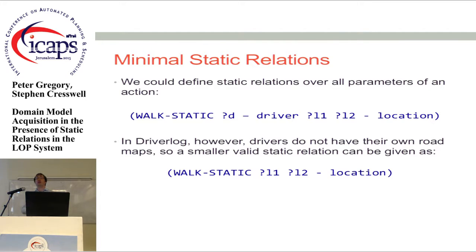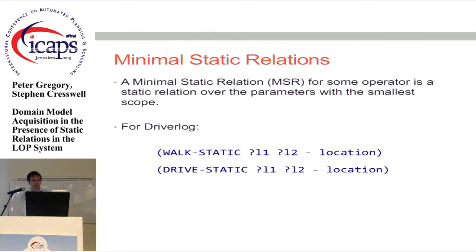And if what we're doing here is helping a domain designer to make his domain, we don't want him to have to specify the same roadmap over and over again for every combination of objects. So we want to find the smallest relation for each operator that defines the actual ground instances. For driver log, we've got 2 statics, one for the drive, and one for the walk.